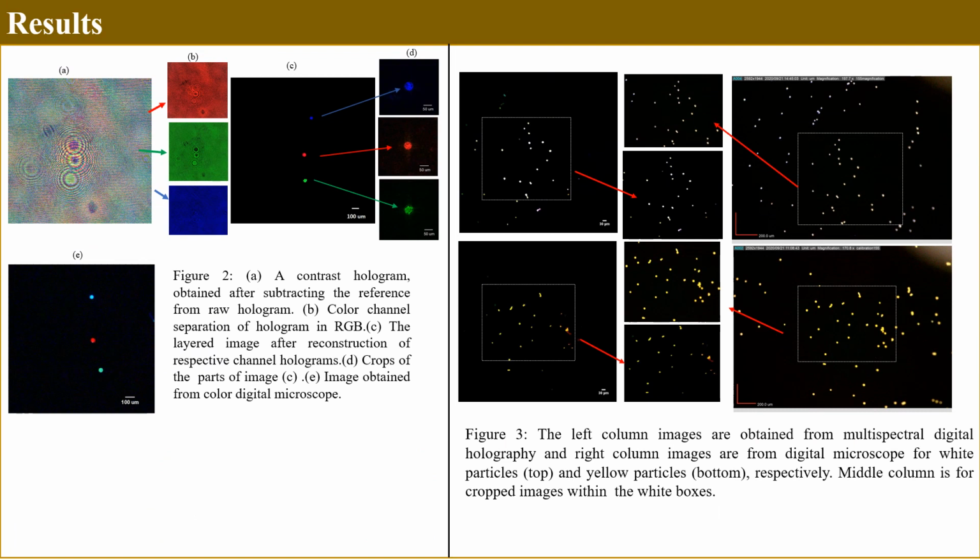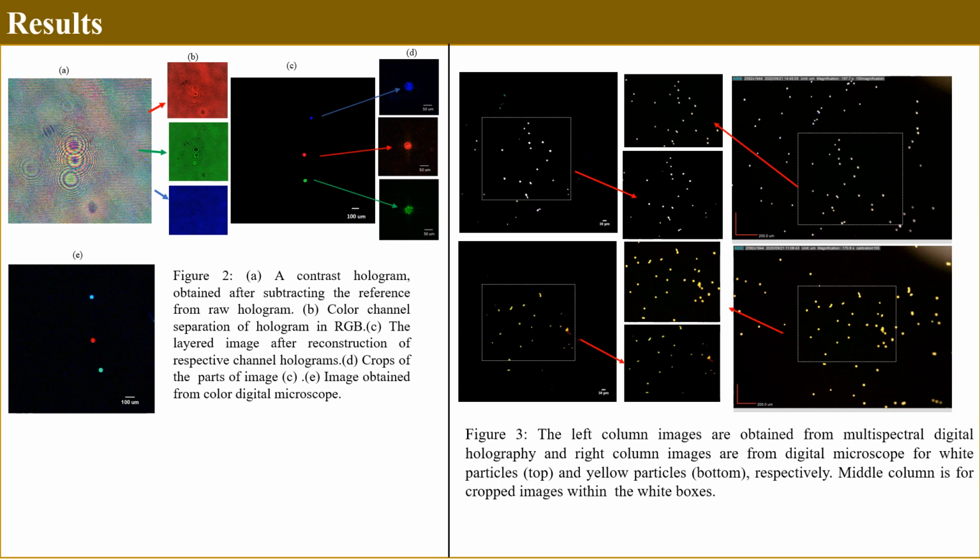So from our experiment, after recording the hologram by color CCD, a contrast hologram is obtained by subtracting a particle-free hologram, which we call the reference hologram, from a hologram with particles, which we call the raw hologram. In figure 2, A is the contrast hologram of particles. The intention behind getting the contrast hologram is to remove the background light effect and artifacts due to dust in the optical elements in the experiment setup. Finally, after reconstruction, this improves the quality of the image.